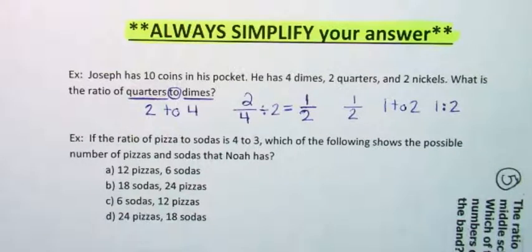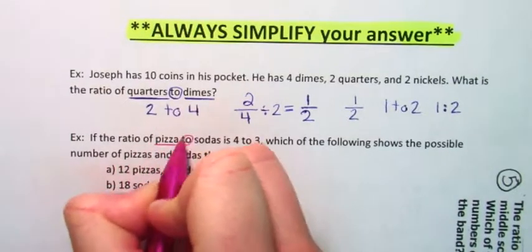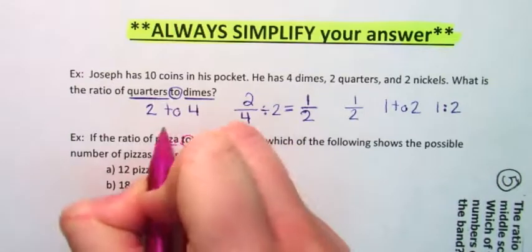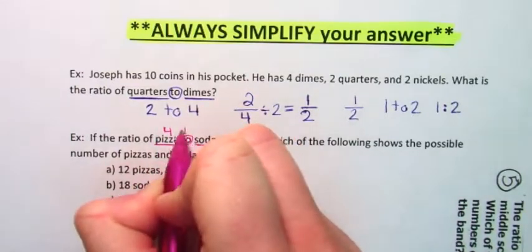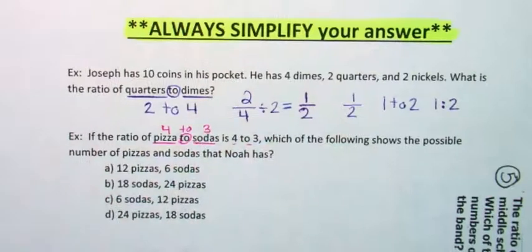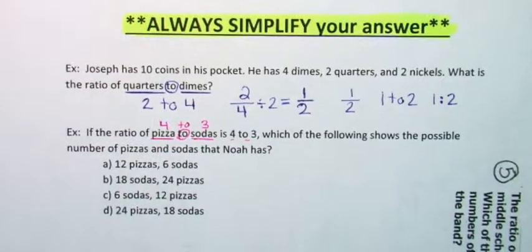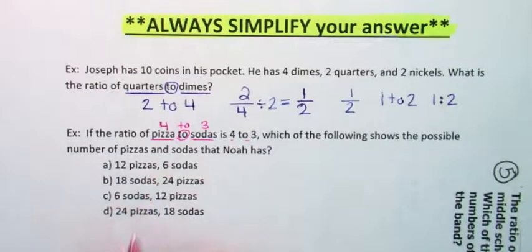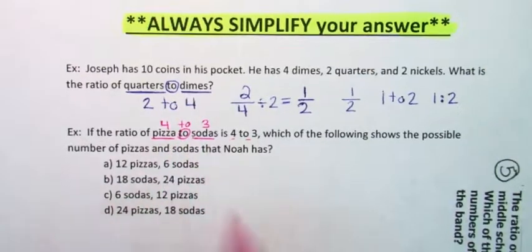The next example. If the ratio of pizza to sodas is 4 to 3, which of the following shows the possible number of pizzas and sodas that Noah has? So I'm going to go back up here. If it says the ratio of pizza to sodas is 4 to 3, that tells me that there are 4 pizzas to every 3 sodas. If I go down here and look, 4 to 3 isn't listed anywhere. But I need to make ratios out of this information and see, when I simplify it, which one of these will simplify to 4 to 3.